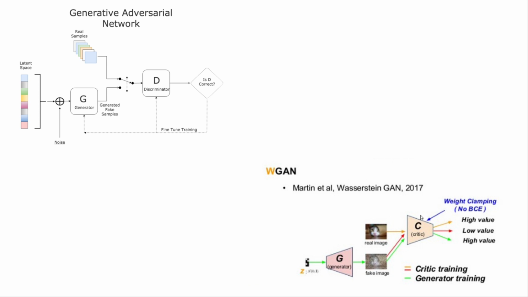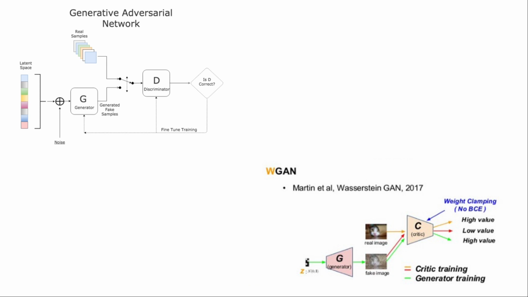But in WGAN, the discriminator is called critic, and that's because it really does not produce a binary classification kind of output. Rather, it produces a score, a critic score. So it takes both real images and fake images, and then it produces just a single score, which is high for real images and low for the fake images. So in WGAN, the critic is actually a regression problem because it produces a score.